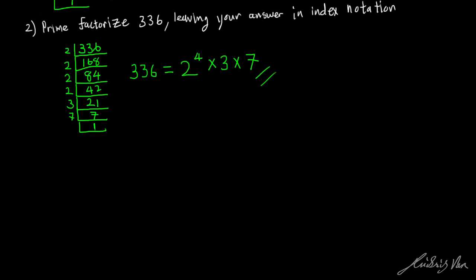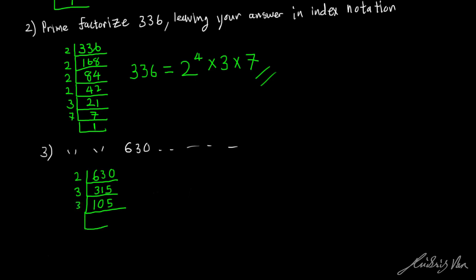So we move on to the last question, and that is prime factorize 630, leaving your answer in index notation or product of prime factors. You might want to pause this video to try it out before I go through my solution. 630 is divisible by 2, so we divide it by 2 and we get 315. 315 we cannot divide by 2, so we move on to the next prime number, which is 3. 315 divided by 3, we get 105. 105 divided by 3, we get 35. Is 35 divisible by 3?